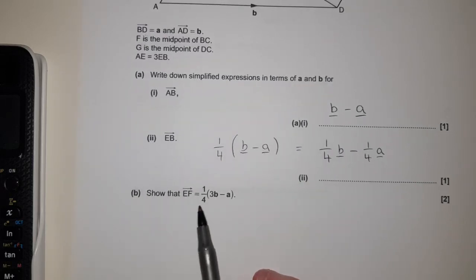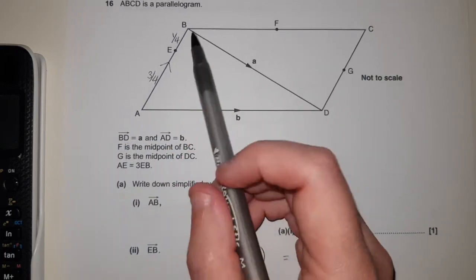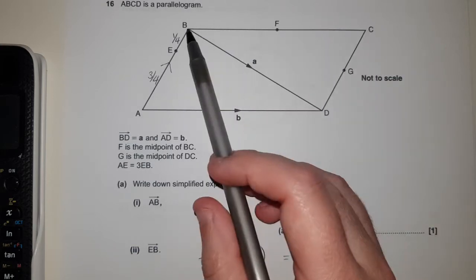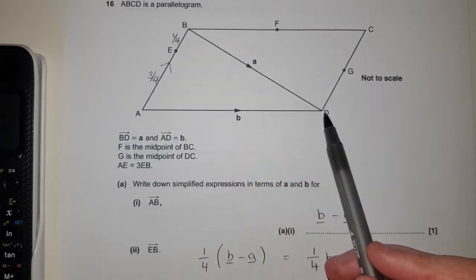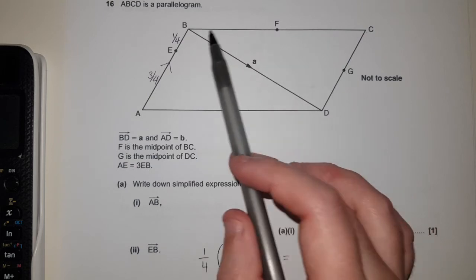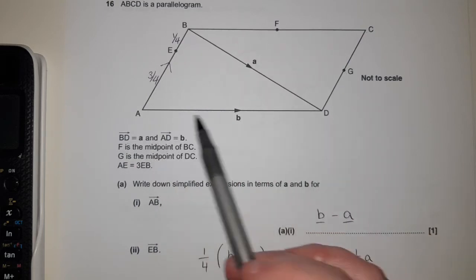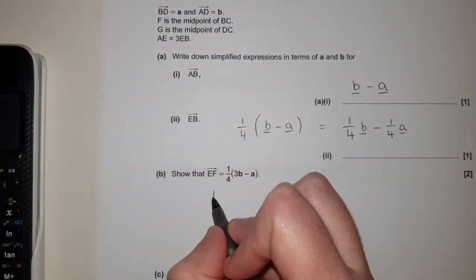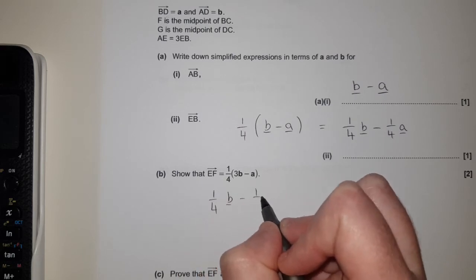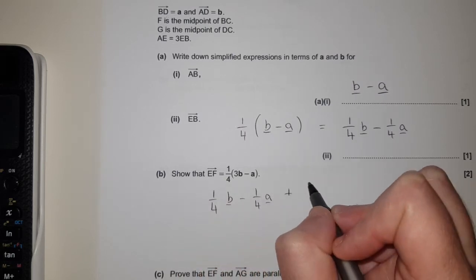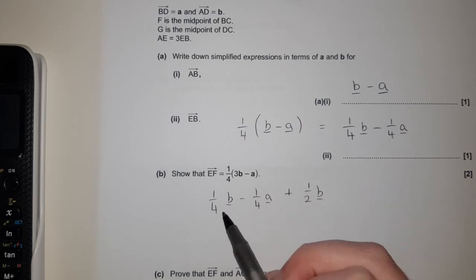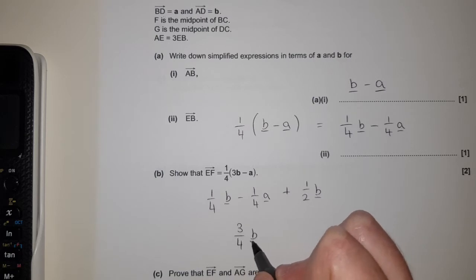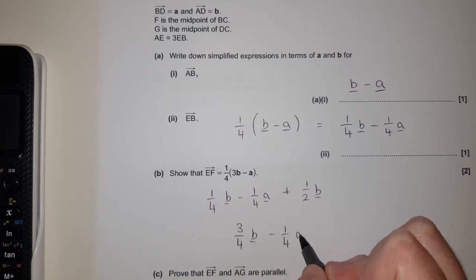Right, show that E to F is equal to this. So E to F means that I want to go from E to B first and then from B to F. And remember, because this is a parallelogram, B to C is exactly the same as A to D. So if I want to go B to F, I just want halfway along this line. So halfway along B is obviously 1/2 of B. So I want to do the answer we've just got. So that's 1/4 B minus 1/4 A. And I want to add on 1/2 of B. So 1/4 plus 1/2 gives me 3/4 of B minus 1/4 of A.